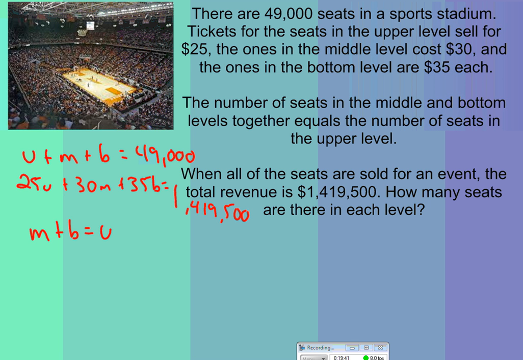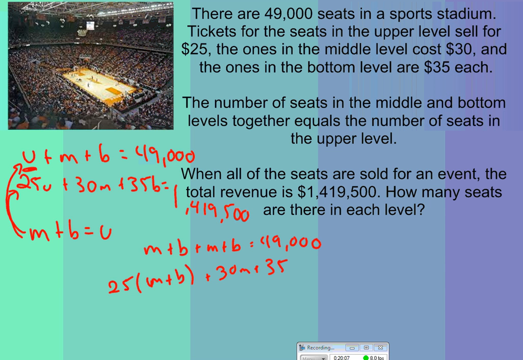So what I can do is substitute this in for U into both of these, and then I've just got two system equations. So M plus B plus M plus B equals 49,000. All I did was substitute U and M plus B into there. So then I've got 25 times M plus B plus 30M plus 35B equals 1,419,500. All right, I've gone on long enough. This is 20 plus minutes, so we're going to stop there. I'll finish this on a part 2 video.